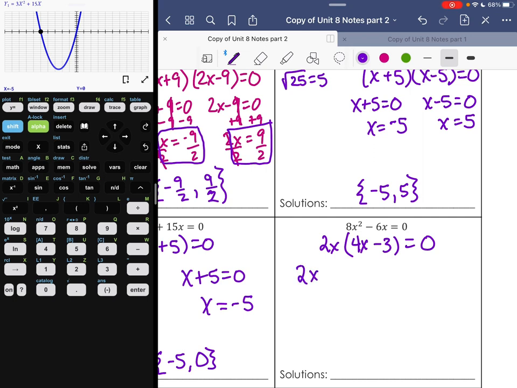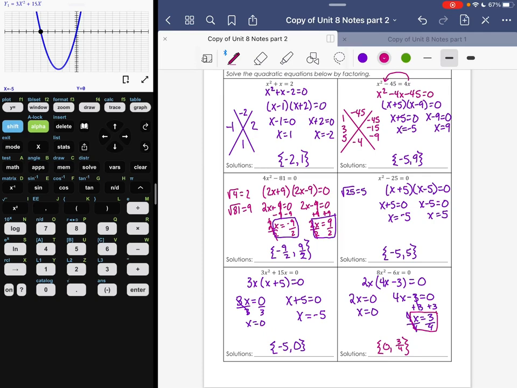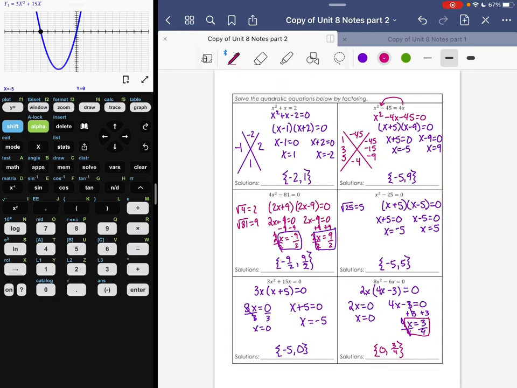So we're going to have 2x equals 0 and 4x minus 3 equals 0. Well, just like before, if we divide 0 by 2, we're going to get 0. And this one is a two-step, so I'm going to add the 3, get 4x equals 3, divide by 4. So for this one, the other one, x equals 3/4. So our answers are 0 and 3/4. All right, so that's how to factor to solve a quadratic.